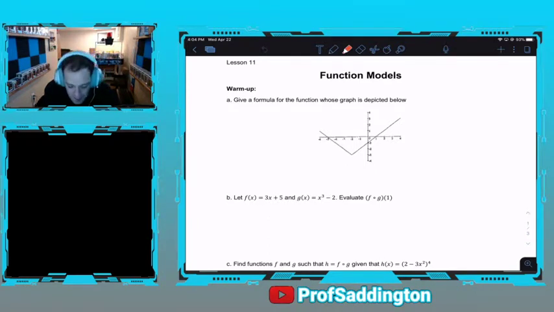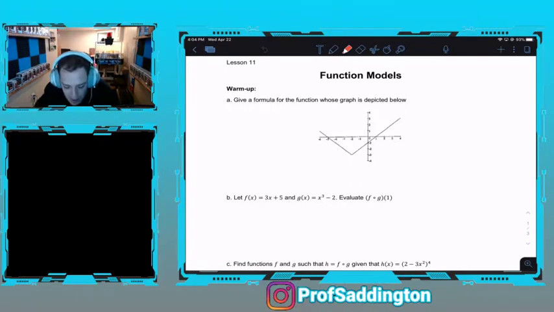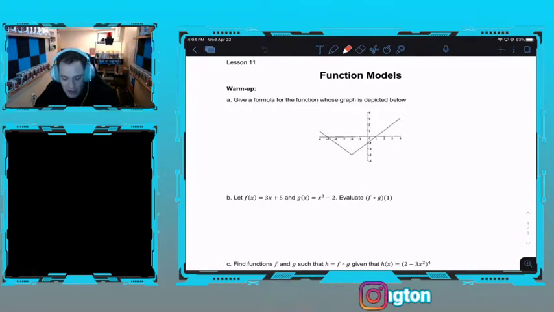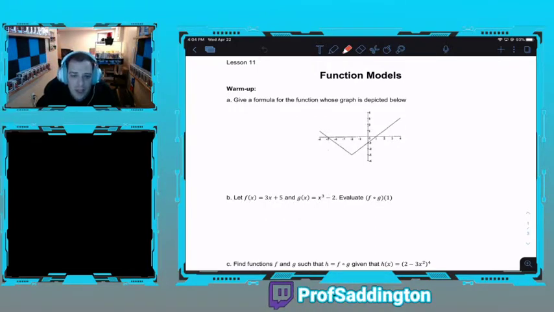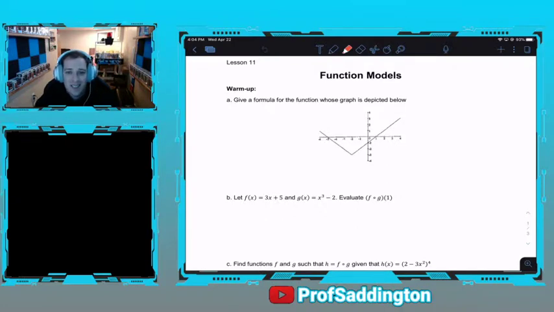So anyways, I'm going to go through these warm-up questions. Part A says, give a formula for the function whose graph is depicted below. I'm going to tell you guys there's 2 ways that you can do part A. I am going to do it the long way because we just recently did piecewise functions, and this is considered a piecewise function because there are 2 parts. And then I'll show you guys the short way as well.